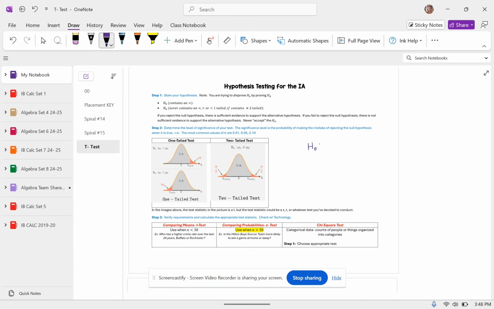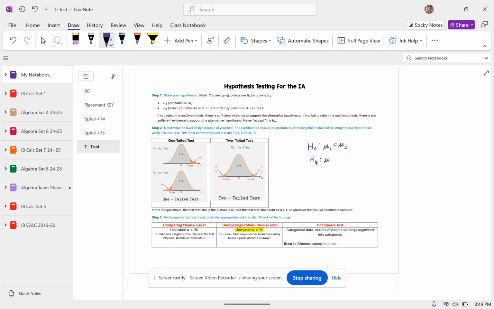The first hypothesis is the null hypothesis, and that always contains an equal sign. Let's say you're comparing the means of two things. The mean of the first thing is equal to the mean of the second thing. That's the null hypothesis. That's saying that there is no difference between the two things. Look, they're equal. Whereas an alternative hypothesis would be, hey, maybe these are a little different.